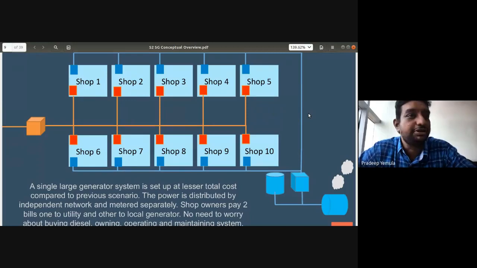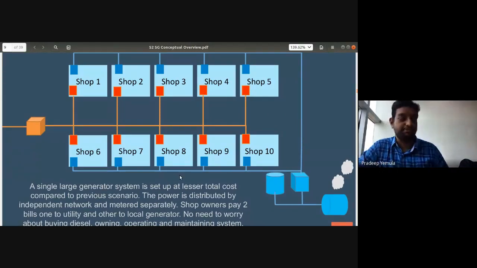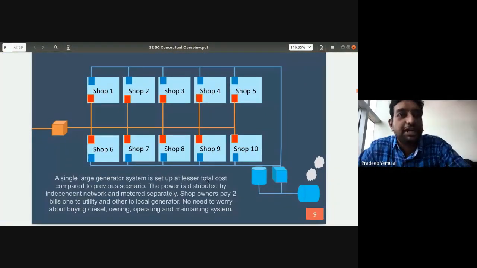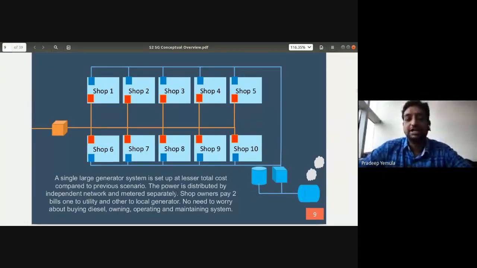I hope you can also read the text at the bottom of the slide. That is, a large single generator system is set up at lesser total cost compared to the previous scenario, and the power is distributed by an independent network meter circuit.